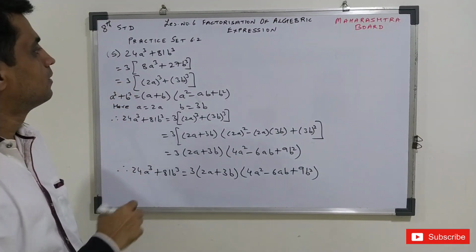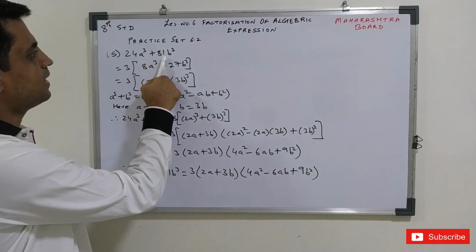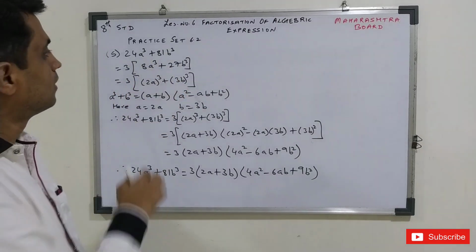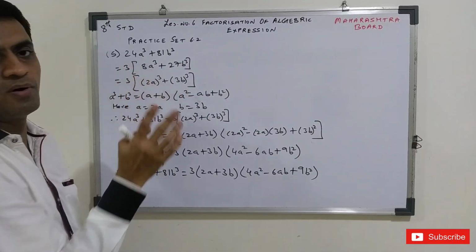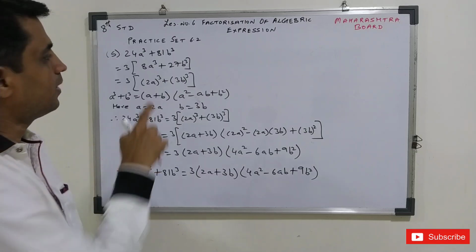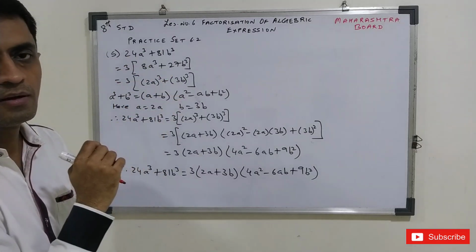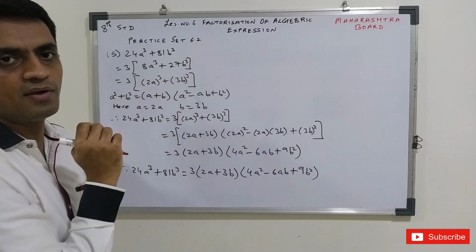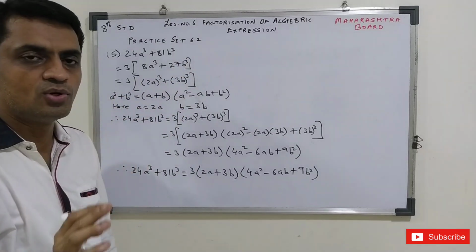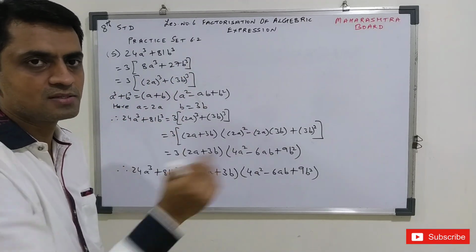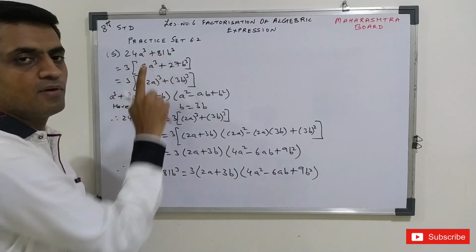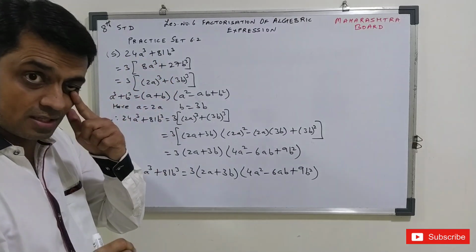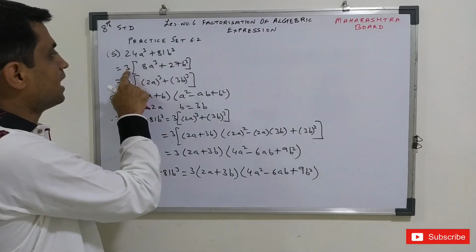Student, fifth sum, 24A cube plus 81B cube. Now if you see, 24 is not a cube of any number, nor is 81 a cube of any number. So what should we do? Take common, like the previous sum. Now 24 and 81 go in which table? They go in 3 ka table. So 3 outside common.